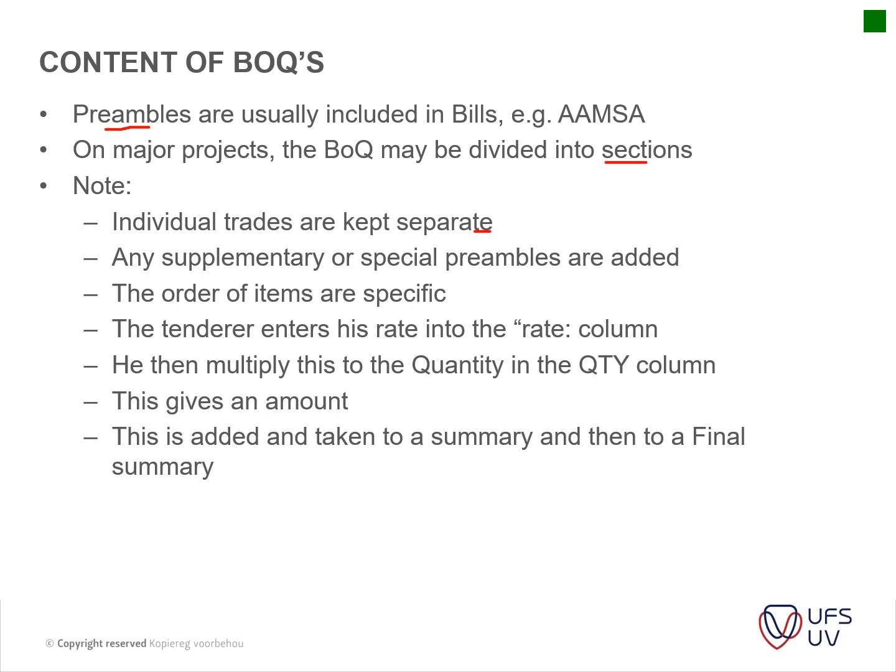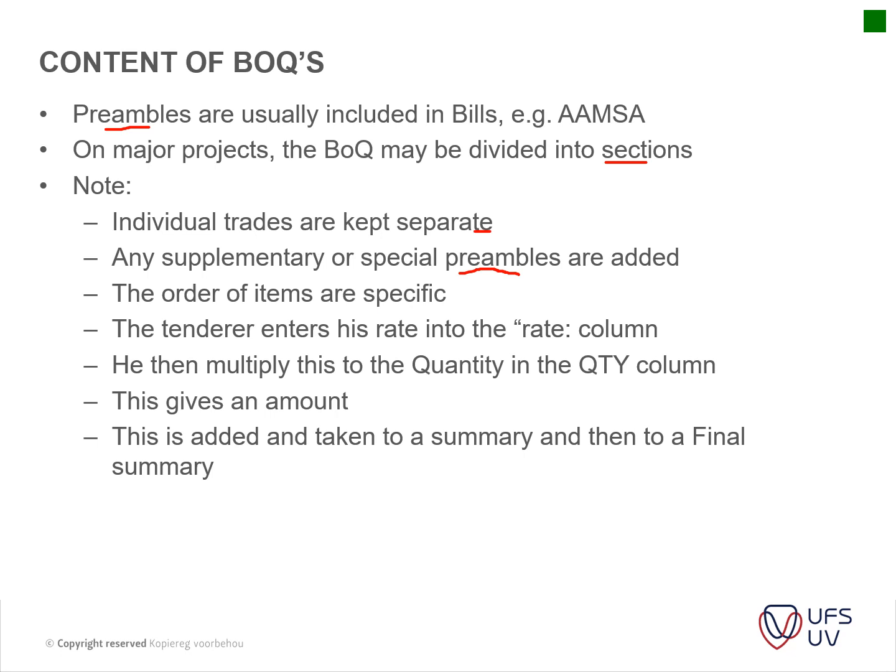And then any supplementary special preambles are added. If you have anything special that you want to add, for instance, if you specify a Lambda board ceiling installation, you can add the Lambda board specifications on how to fix it to your rafters, or to your battens, or if it's suspended ceilings, you can say it should be connected with this type of screws also. So that is the items that you put in front of your trade. I'll show you now how that works.